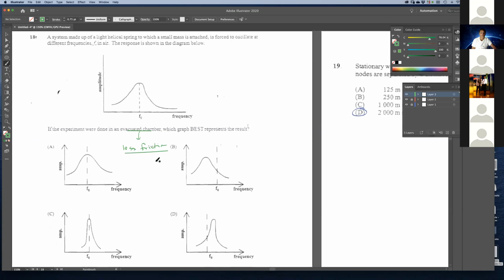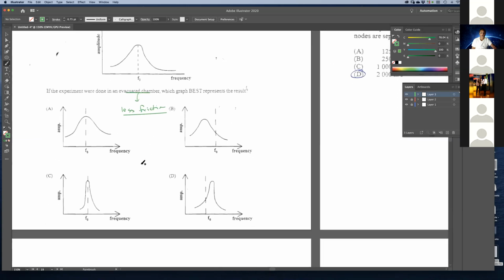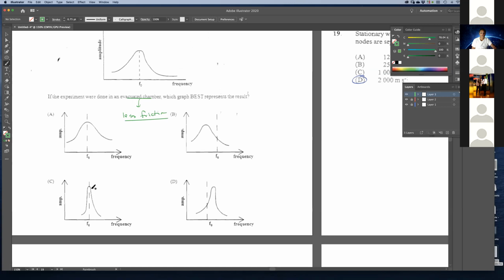And what happens when you have less friction? The amplitude of the response is going to be greater. The less friction does not change the natural frequency. It just allows the thing to swing through a larger amplitude. So you see this amplitude only goes up to here, while this amplitude in the same range goes up much more. All right, sharper and higher.